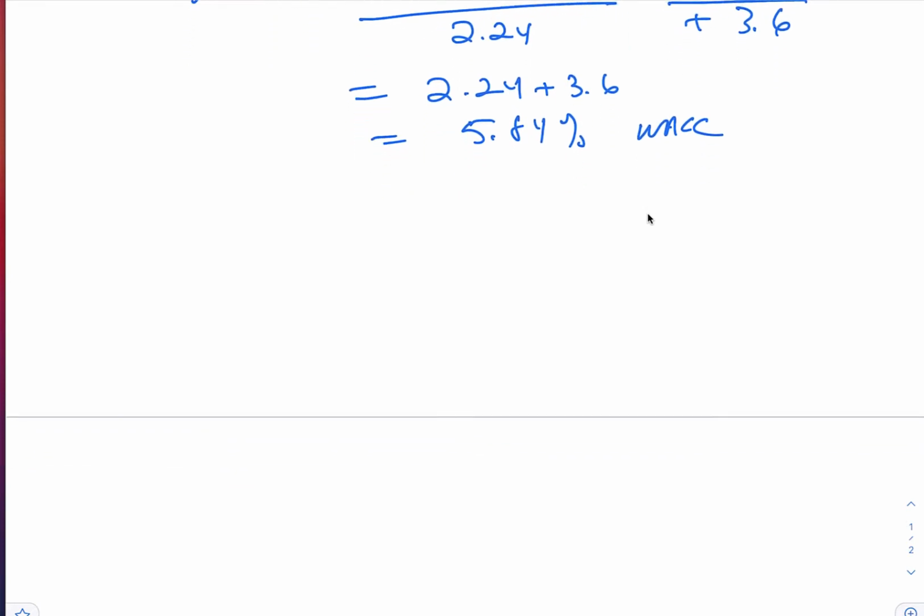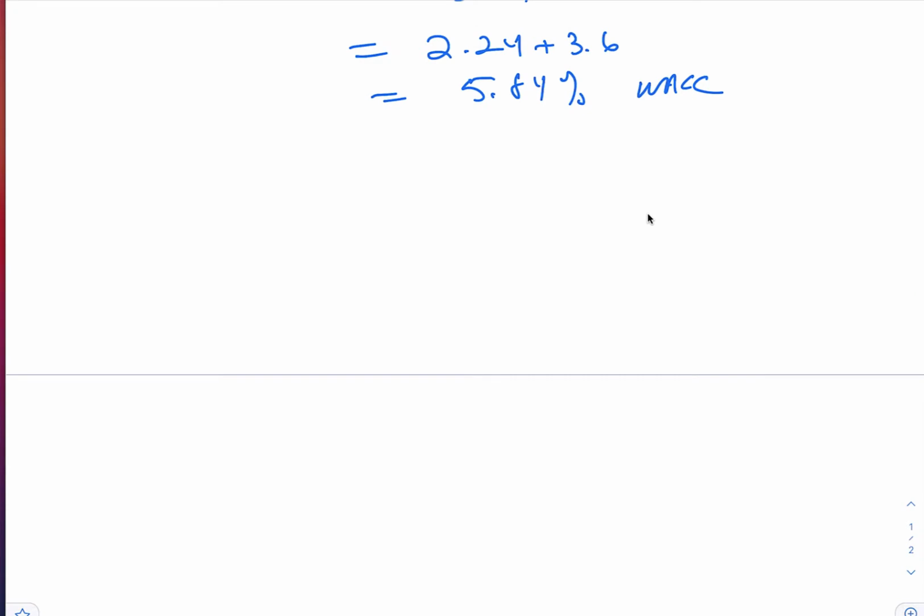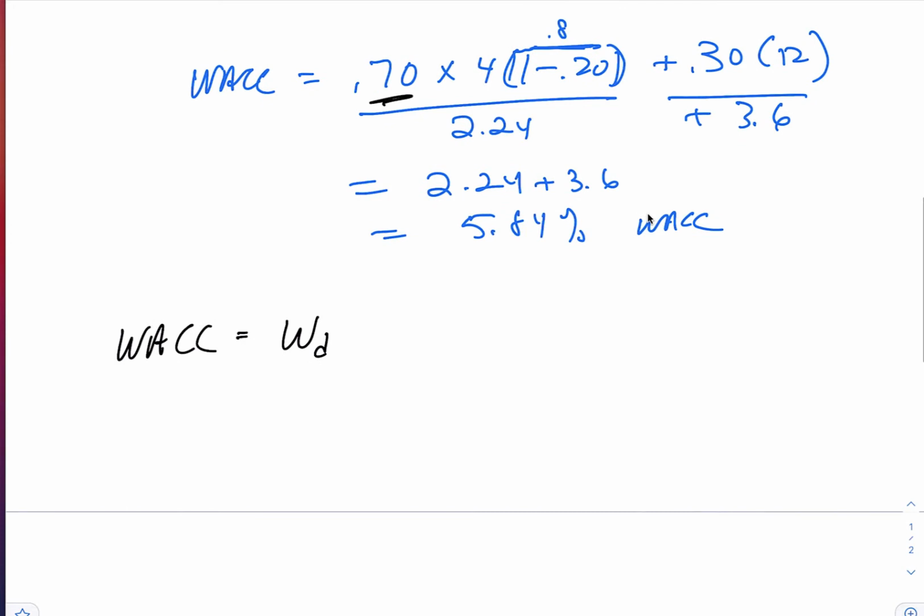So the formula for the weighted average cost of capital is this. For a corporation, which we're going to do in this chapter, it's going to be the weight that you have on debt. In that case, it was the 70% here, times the cost of debt, which was 4% here, times 1 minus the tax rate, and that was 20% here. So the overall here is 2.24%. That's one component. That's the debt component.